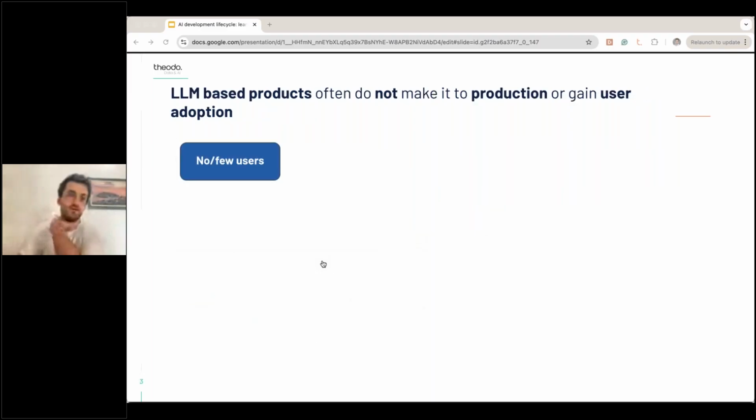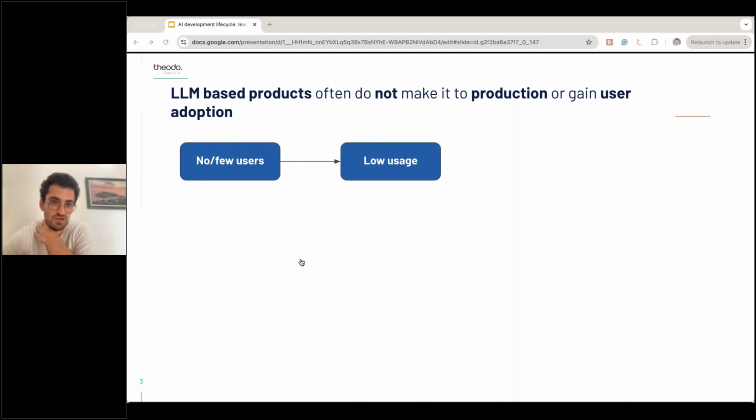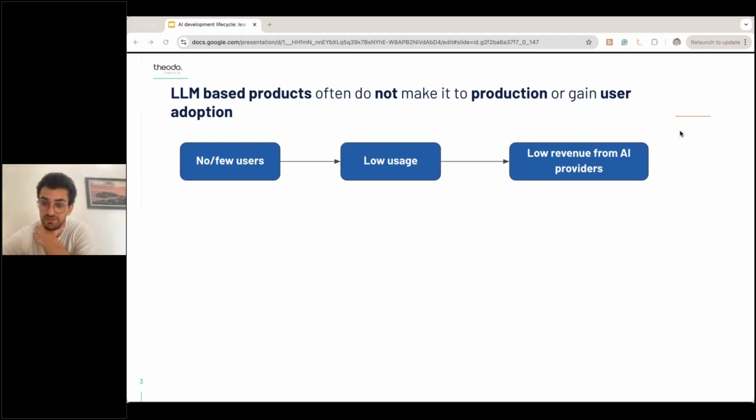And indeed, LLM-based products often do not make it to production or gain few user adoptions. And if you have no or few users, you have a low usage. Hence, the AI providers providing the services make low revenue, which links it to the previous slide.